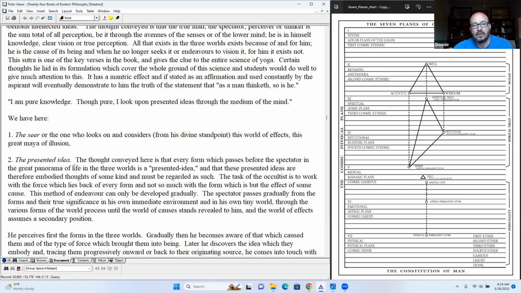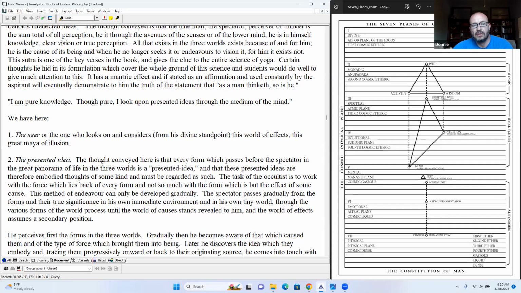All right, so we have the seer, the one who looks on and considers this world of effects, this great Maya of illusion. And then we have the presented idea. The thought conveyed here is that every form which passes before the spectator, the seer, in the great panorama of life in the three worlds is a presented idea, and that these presented ideas are therefore embodied thoughts of some kind and must be regarded as such.